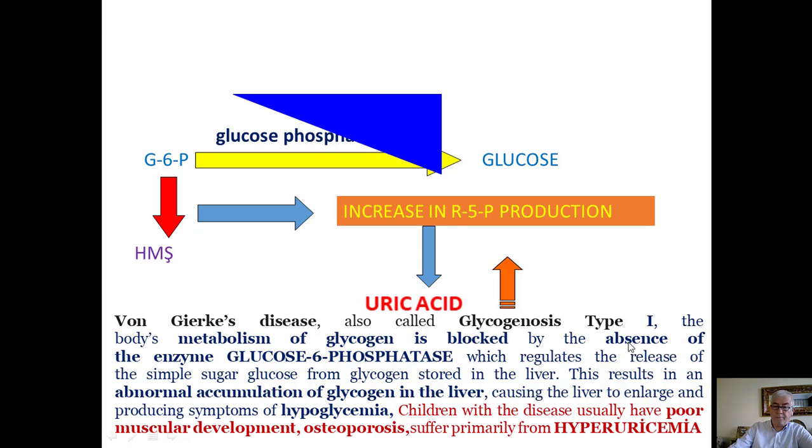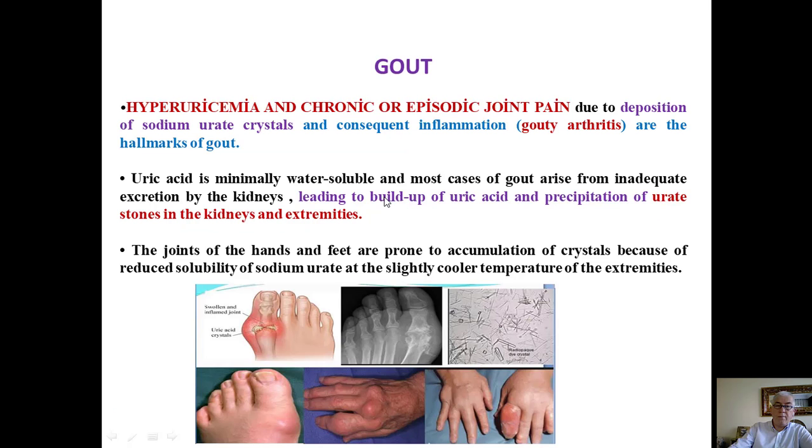At the end of all of these stages, you see increased ribose 5-phosphate production causes hyperuricemia. This results in an abnormal accumulation of glycogen in the liver, causing the liver to enlarge and producing symptoms of hypoglycemia. Children with this disease usually have poor muscle development and osteoporosis and suffer from hyperuricemia. It's a very important problem for glucose metabolism, and we meet increased uric acid level in blood.